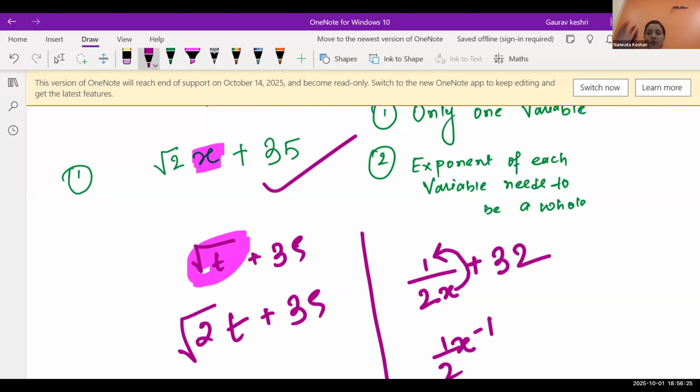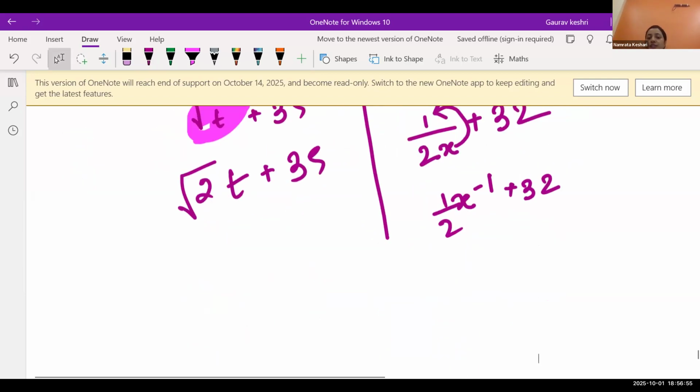This x will come in the numerator as x to the power minus 1 plus 32. The moment I bring this x from the denominator to the numerator, I can clearly see it's not a polynomial. Rule number one, only one variable is involved. And rule number two, the exponent of each and every variable needs to be a whole number. Here, the exponent is minus 1. That is not a whole number. Clear? Okay, so these are the basics in the first exercise.